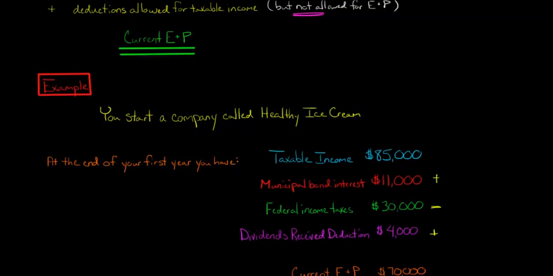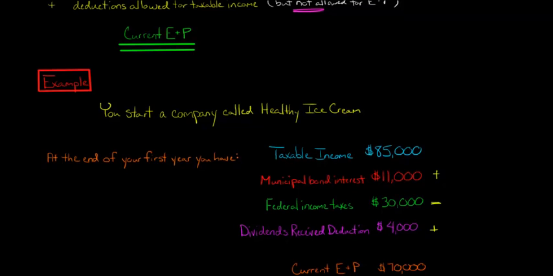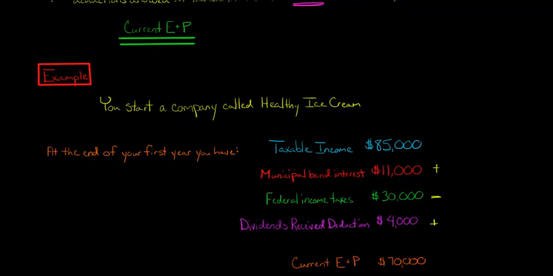So we're going to add the dividend received deduction. And now we can say, okay, what's our current E&P for the period? Remember, we start with this taxable income, then we added the municipal bond interest, and then we subtracted federal income taxes and added the dividend received deduction. So you've got $85,000 plus $11,000 minus $30,000 plus $4,000, and that's going to give us... it looks like my math is right, $70,000. So our current E&P for this year is $70,000.